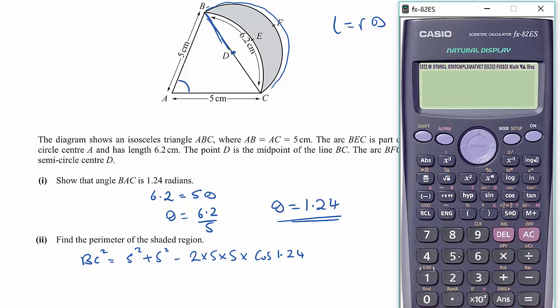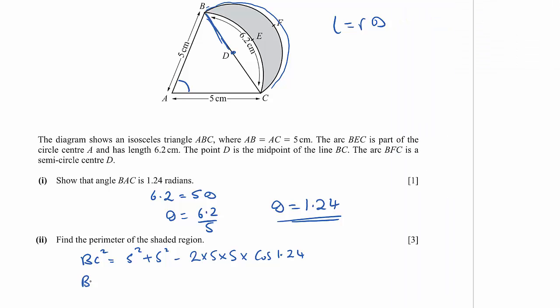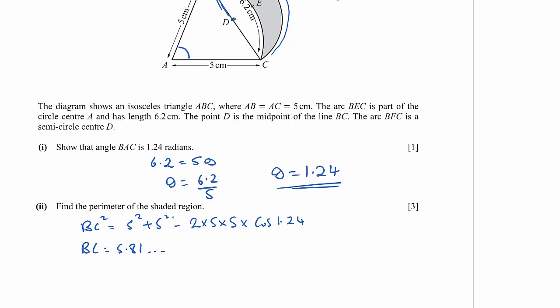And so what have we got? We've got 5 squared, 25 plus 25, take away 2 times 25 times cosine of 1.24. That gives me 33.76, and of course I need the square root of that. So that means BC is 5.81 and so on. And so the radius is half of that.